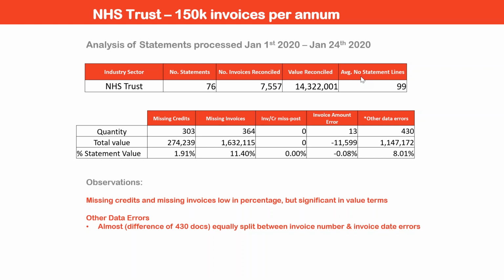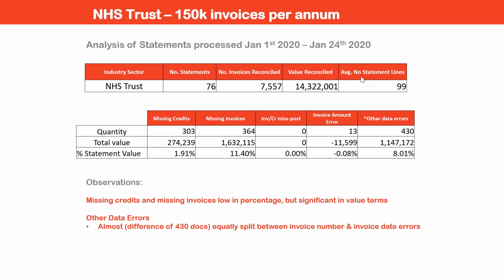Again, this is a lot lower than the 60% and the 33% on the previous slide, but you've still got 430 documents, nearly £1 million worth of invoices where you've entered something incorrectly. So for me, the other data errors are duplicate risks, and they are quite high on some of these.